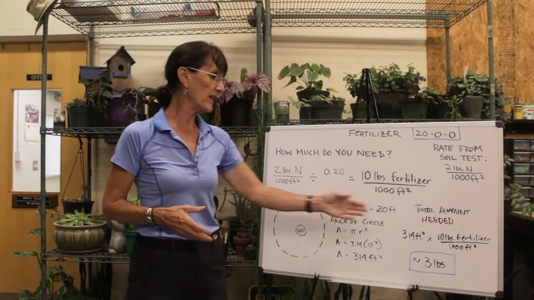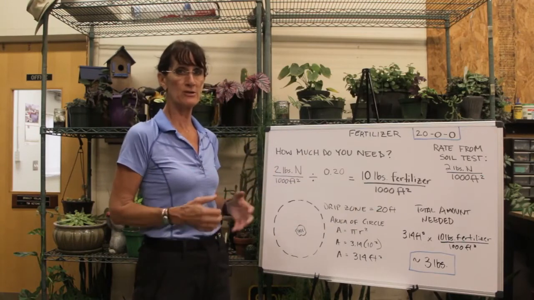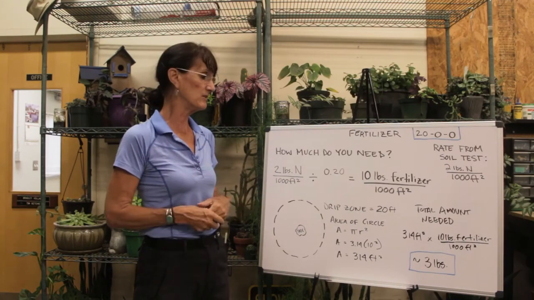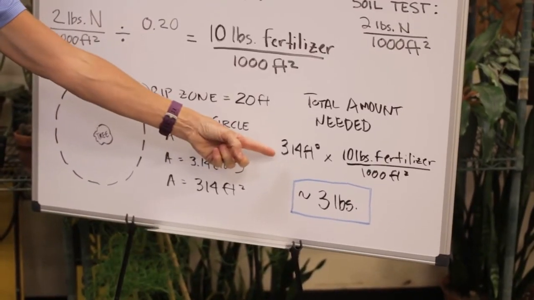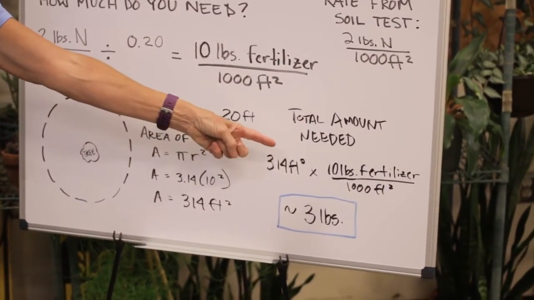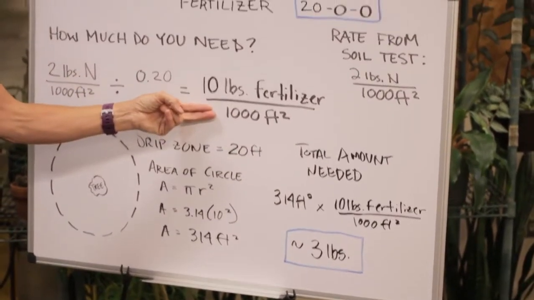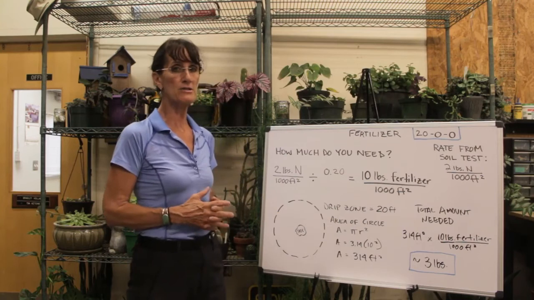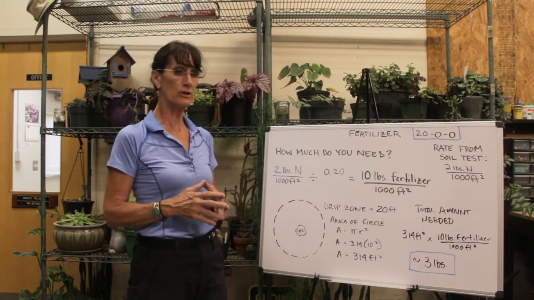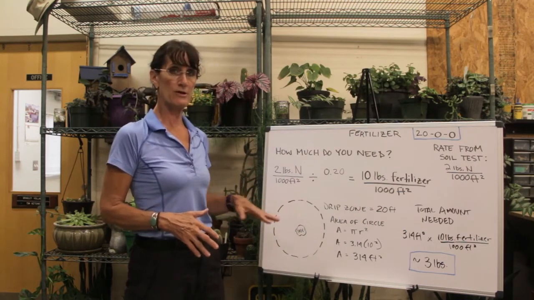So from that, then, we have to calculate how much actual fertilizer we would need to put in the truck to take to do this particular project. And you can see we base it on the square foot area, and we kind of set up a ratio where we're using the rate we calculated in the first step. And so you'll see we need about 3 pounds of fertilizer to fertilize this particular drip zone in this case.